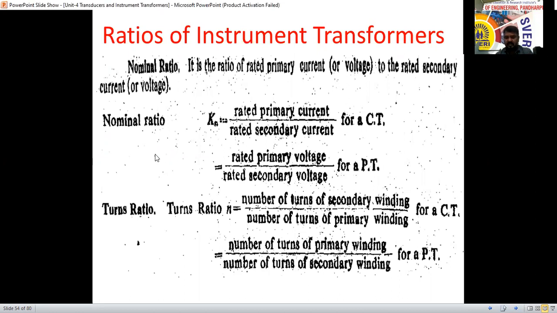Will you remember these definitions? Yes? I'm asking you only. Yes, sir.